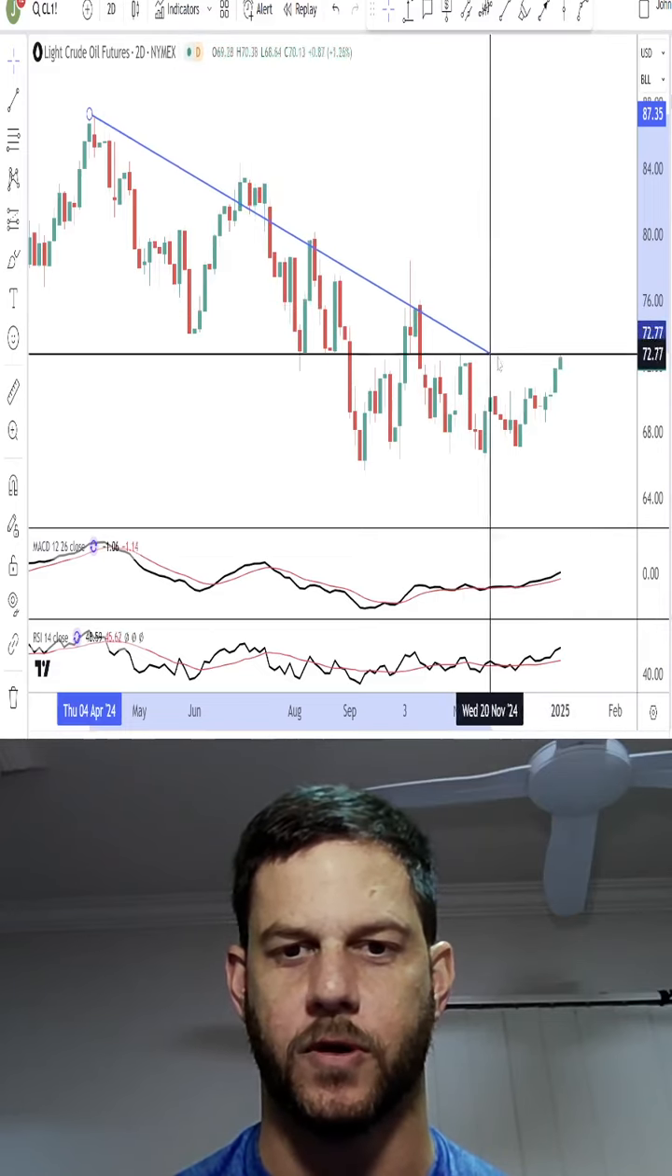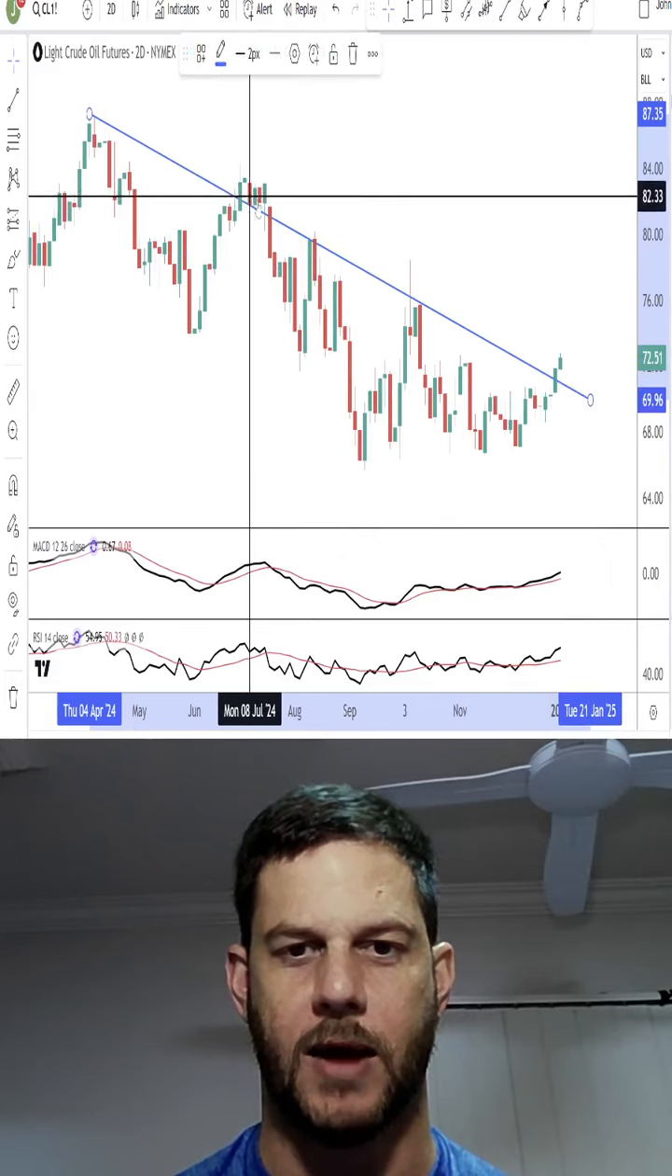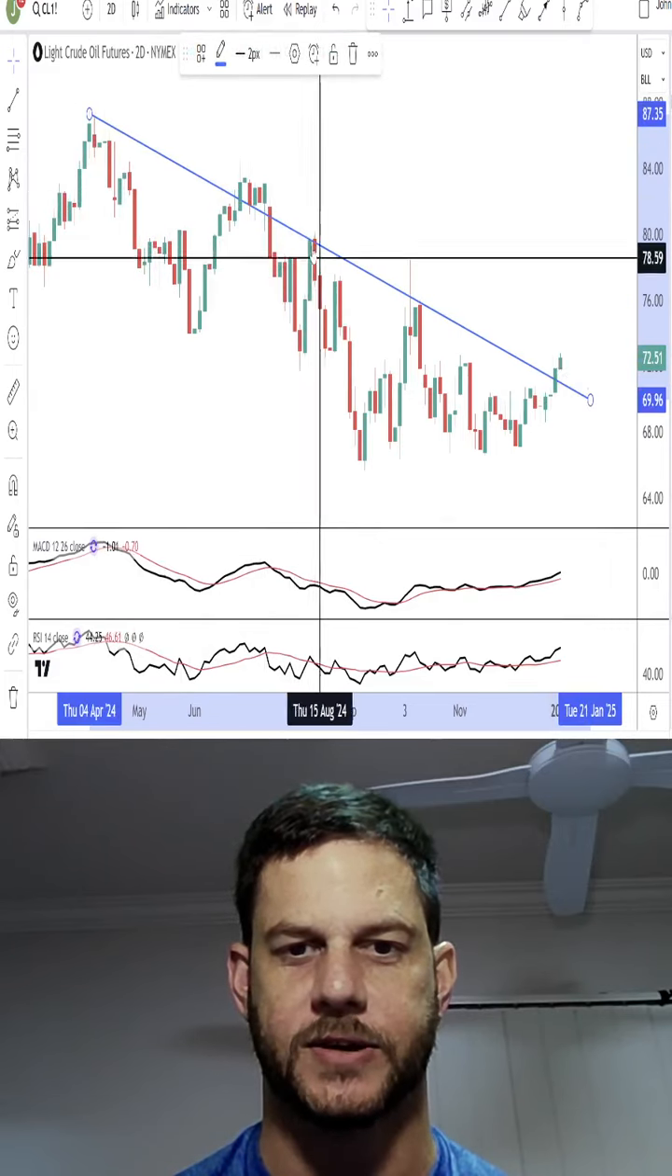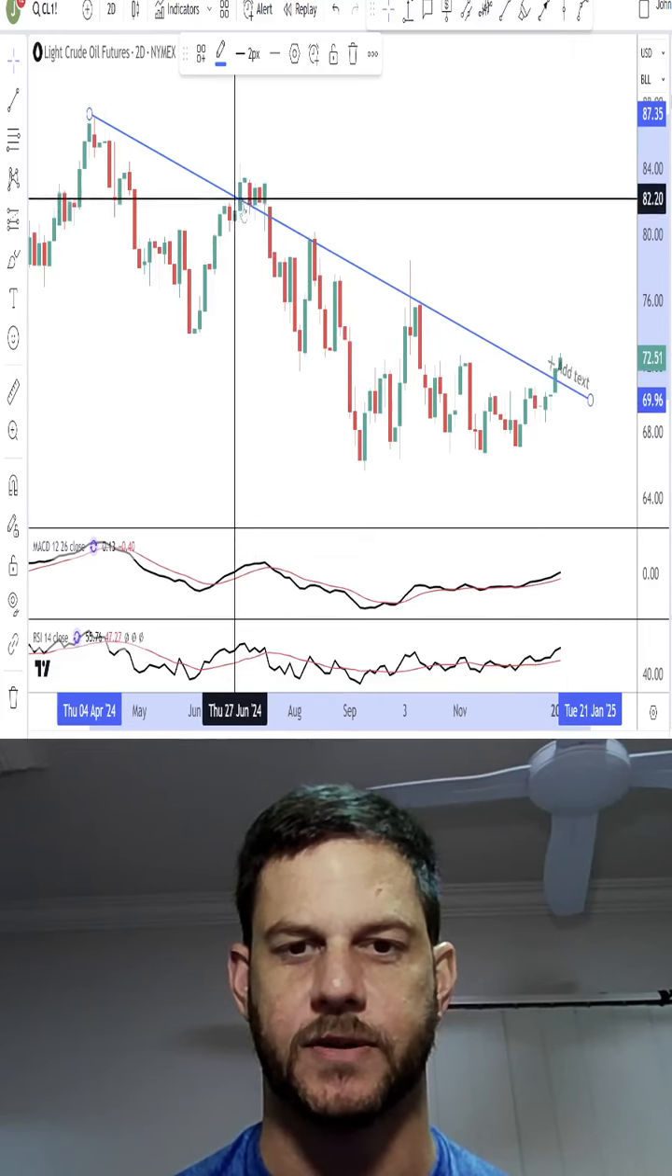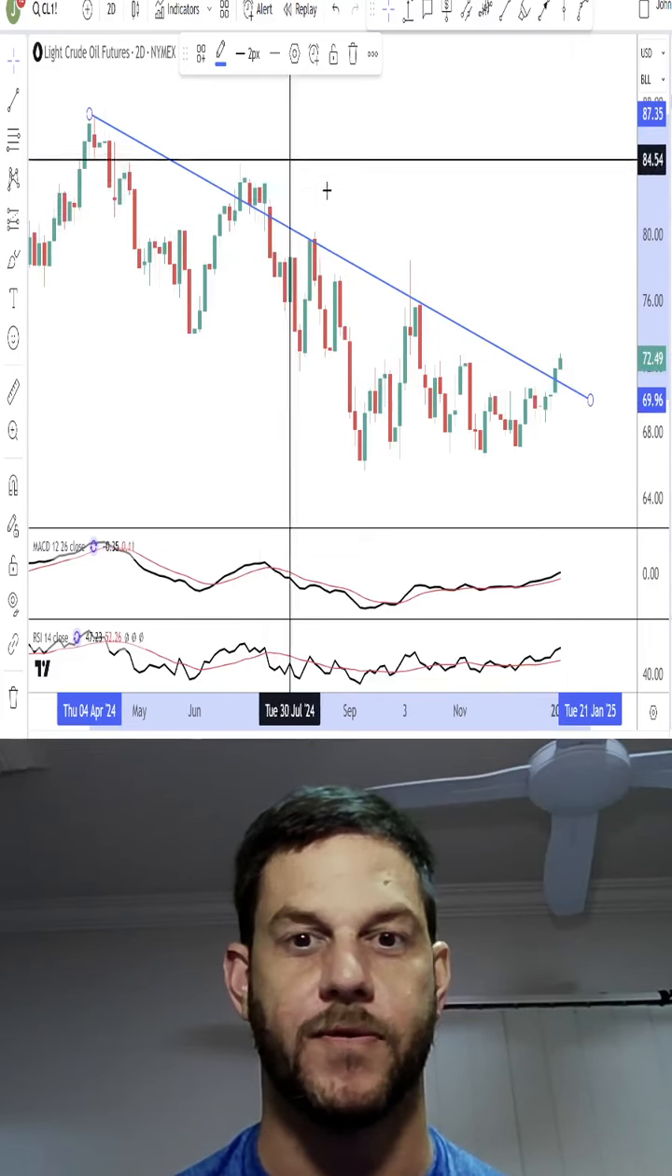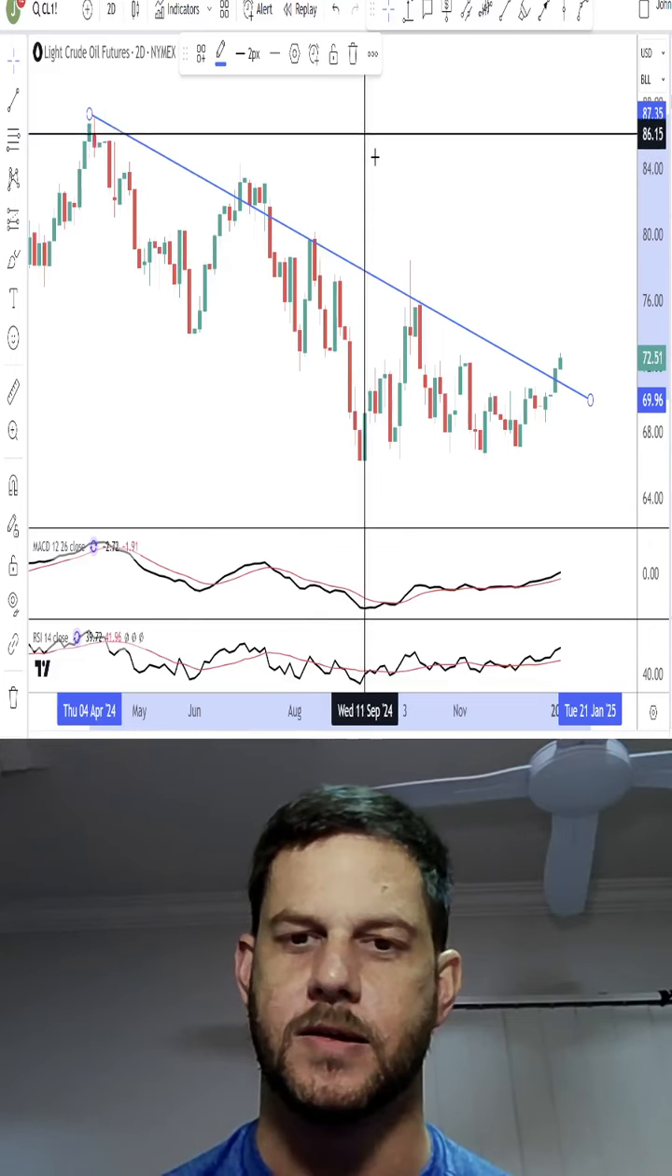But what about if you draw it like this and you say, okay, well, that was a false breakout because you've got one touch there, two, three, potentially four, lots of bouncing off the roof there. So maybe that's where you draw the line. You see what I mean?